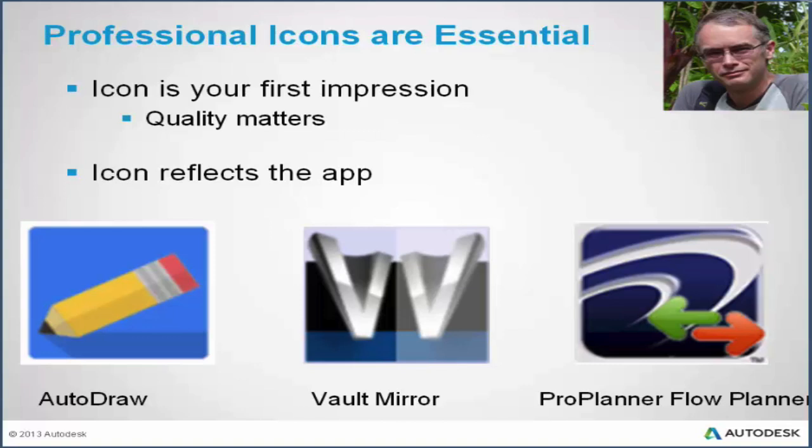So here's some examples: Auto Draw, a nice little pencil; Vault Mirror, it's got this mirrored V; Pro Planner, Flow Planner, it's got these arrows to show it's some kind of flow thing. And make them big and bold as well. It's really eye-catching if you get it right.